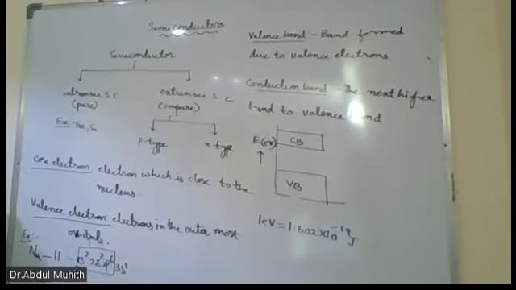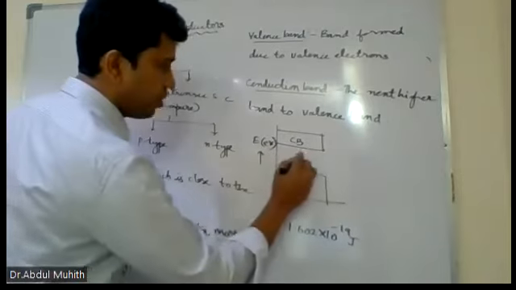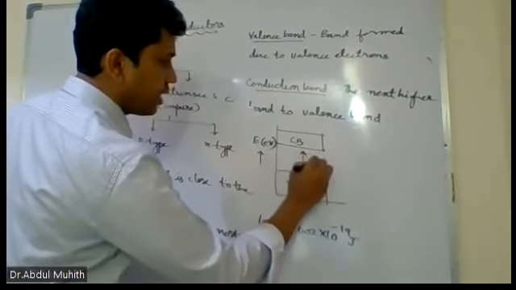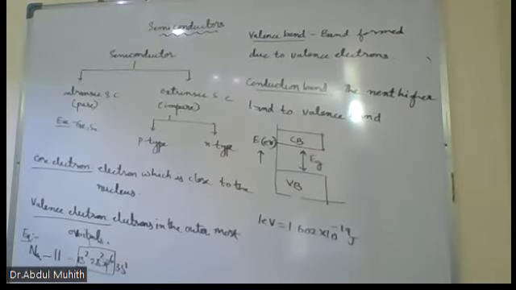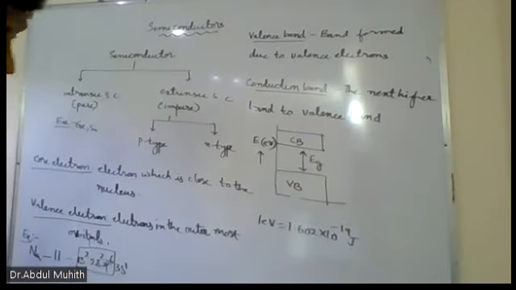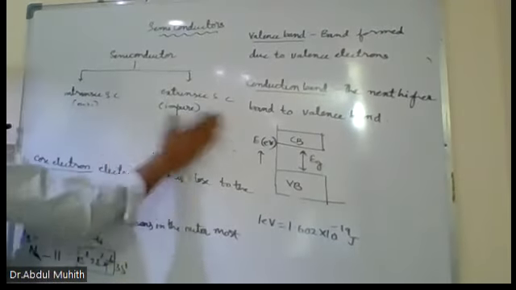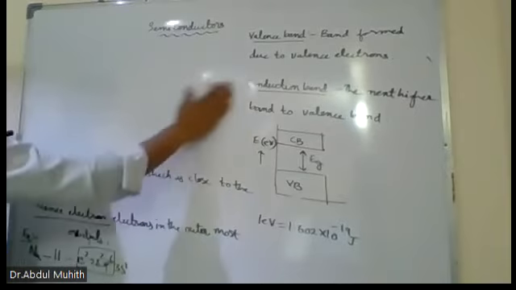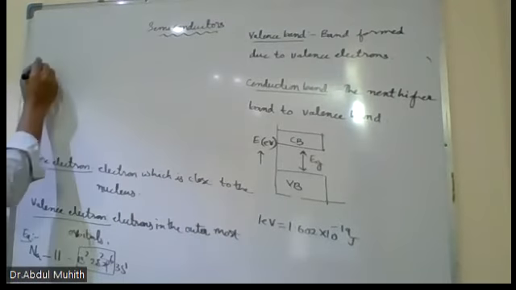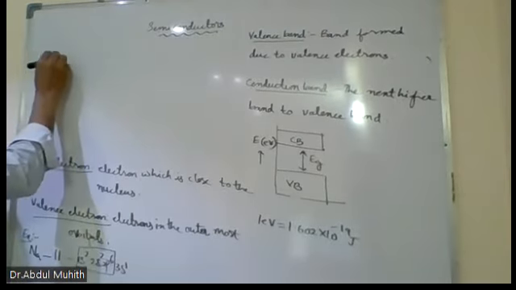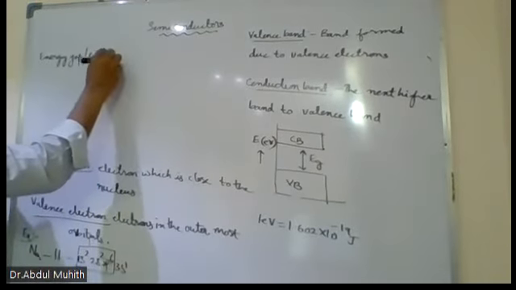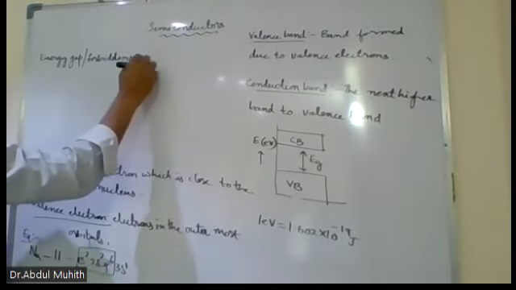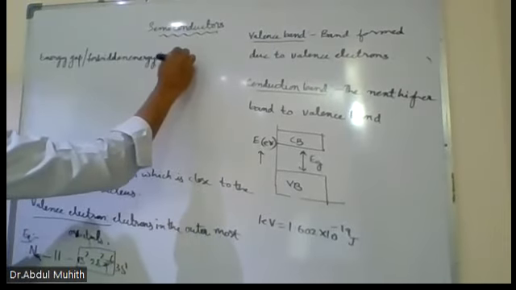Now here, this is the valence band and the conduction band. The gap between both of them is said to be the energy gap. There are two names for this: forbidden energy band or energy gap. So I'll write here: energy gap or forbidden energy band.